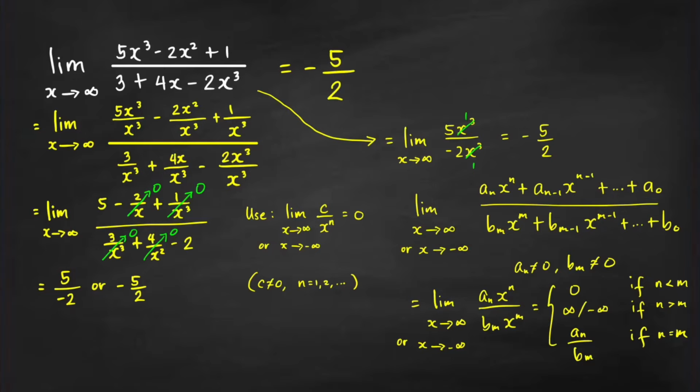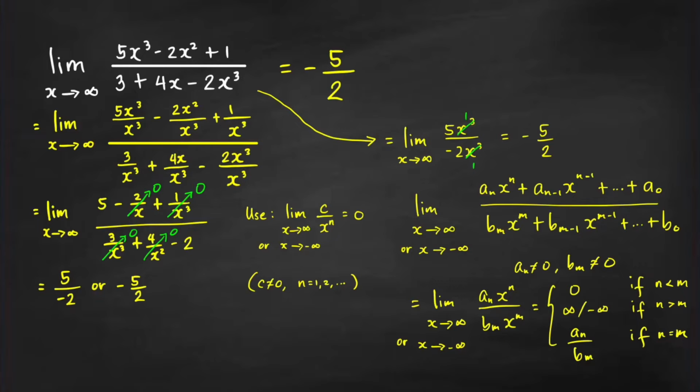And in the case where n is equal to m, just like what we have here, the degree of the numerator is 3 and the degree of the denominator is also 3. The limit is just, of course, we have the same number of copies of x in the numerator and in the denominator, so we cancel those factors. We're left with a sub n over b sub m.